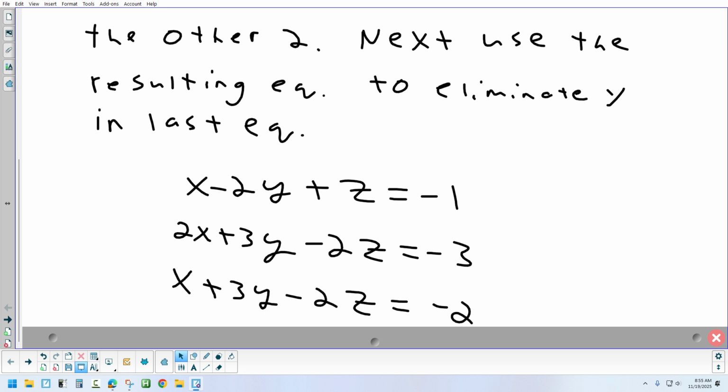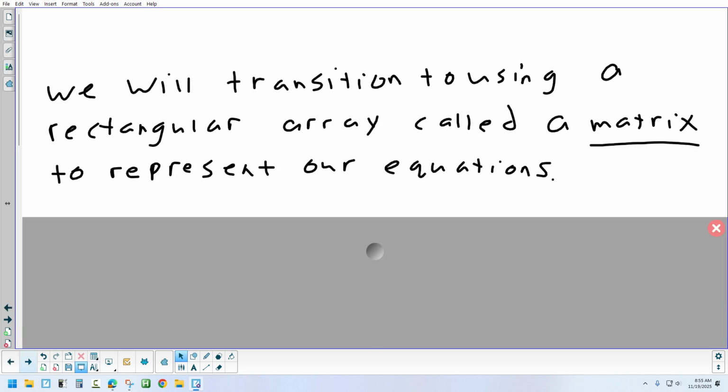So we're going to look at a method today that eliminates all of the choices. So everybody's pretty much going to solve it exactly the same way. Some people like that better, some people don't like that as much. But I'm going to show you the method. The method that we're going to use, or transition to using, is called a matrix.